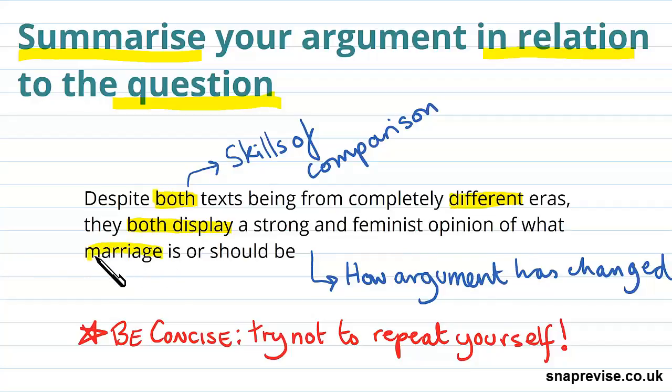And so you can see I've acknowledged the theme of marriage and how the writers are presenting it. But I've also here used my skills of comparison by acknowledging that they're from different times, were written in different times. And I've also acknowledged how my argument has changed during the course of my essay by saying that we might at first consider that they're from different eras, but we've discovered a similarity between them by exploring our essay.